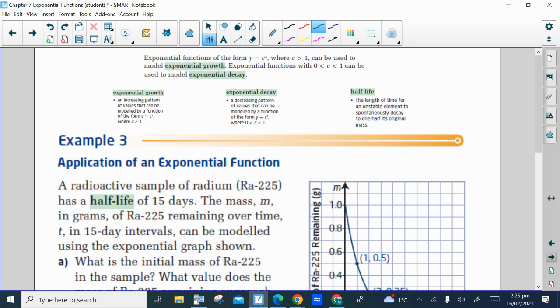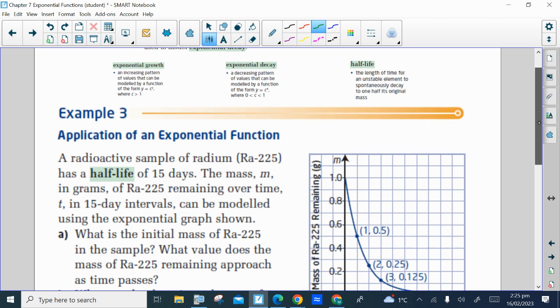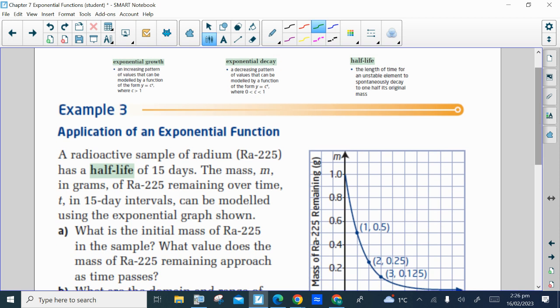So as we talk about problems involving growth and decay, specifically with decay, we're going to see the term half-life. It is the length of time for an unstable element to spontaneously decay to 1/2 of its original mass. How long it takes for half of it to disappear.